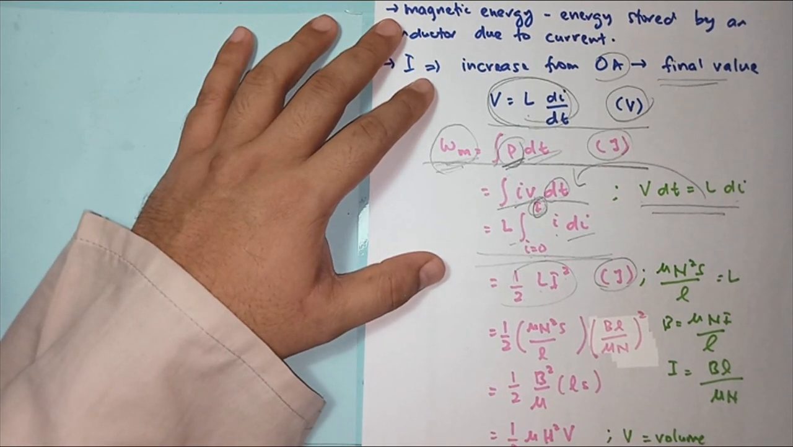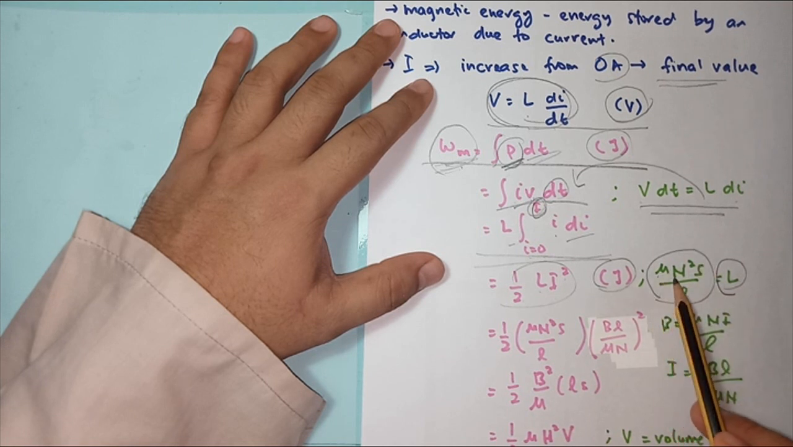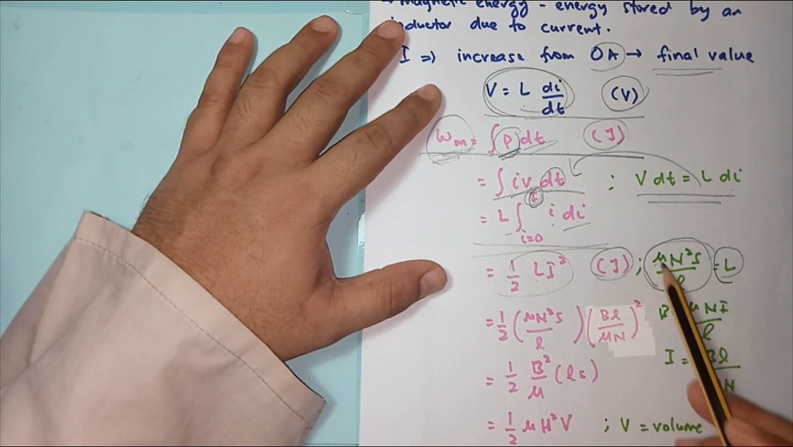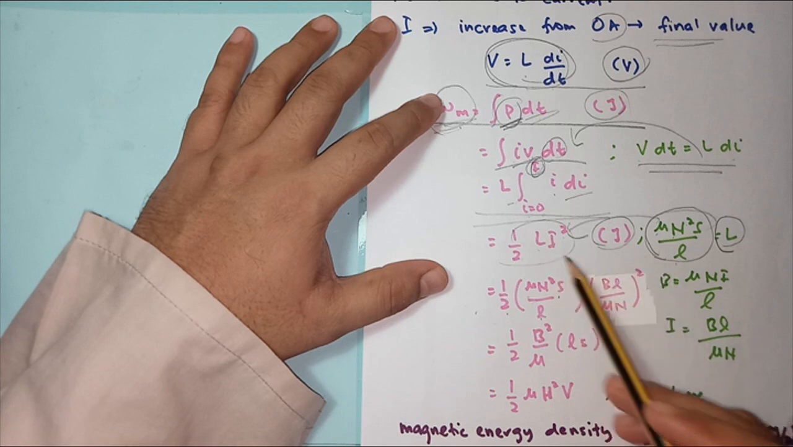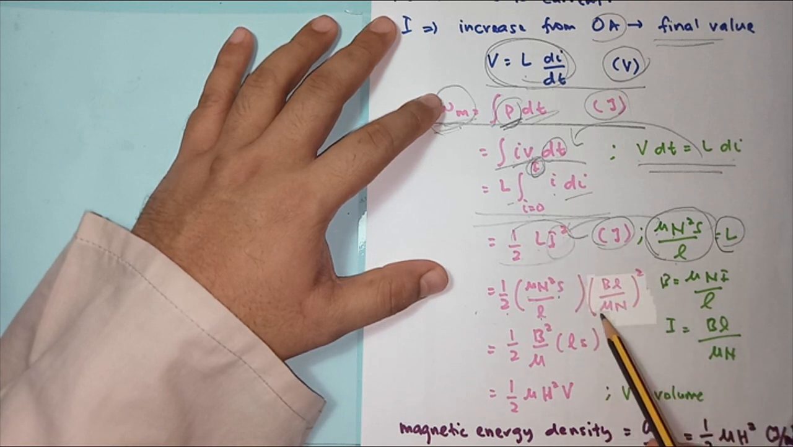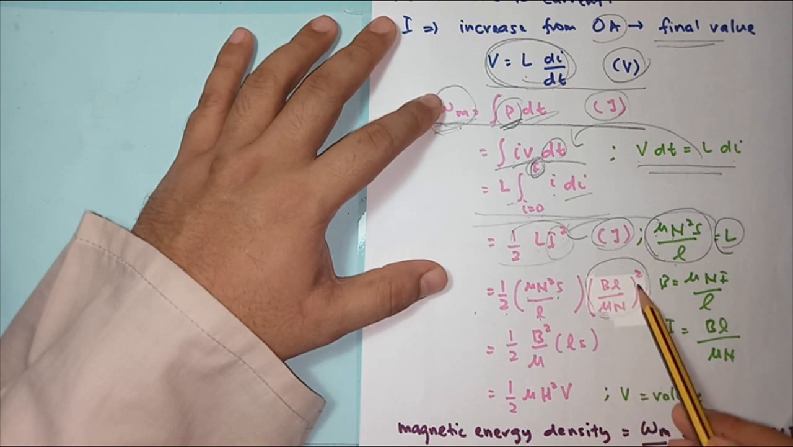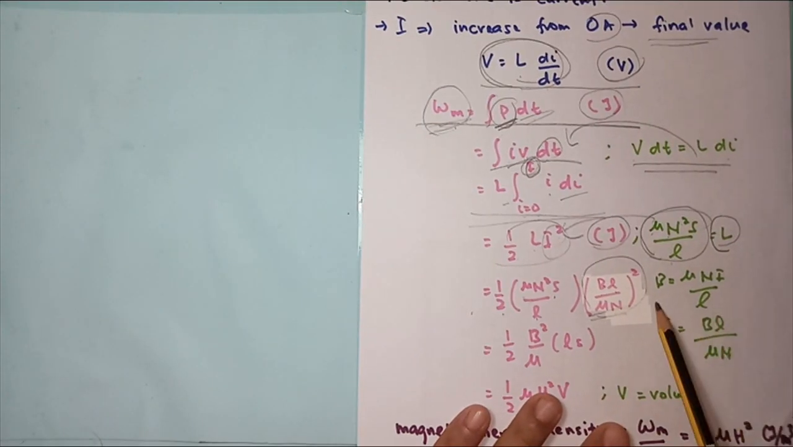As we derived in the previous chapter, the inductor chapter, the expression for the inductance is given by mu n squared S divided by L. By replacing this expression inside this equation, we have the magnetic energy equal to half mu n squared S divided by L, and the value of I is given by BL divided by mu n squared. So the expression of the current can be defined by using this formula.